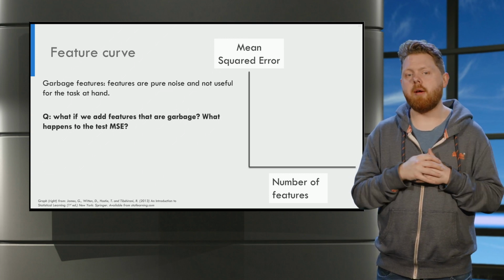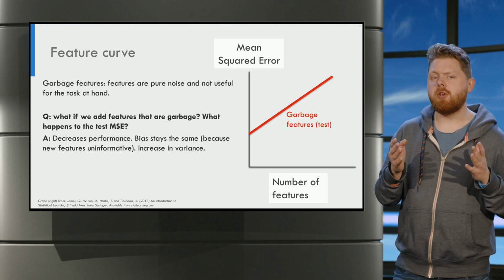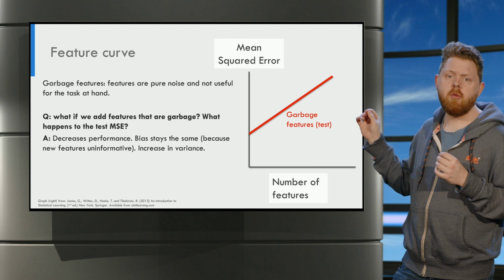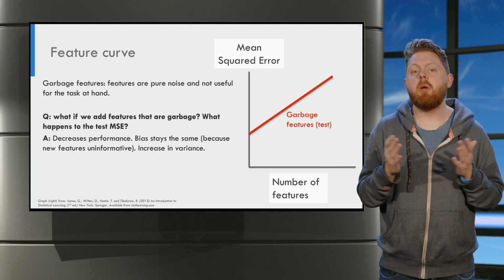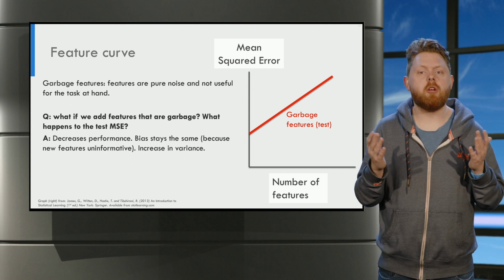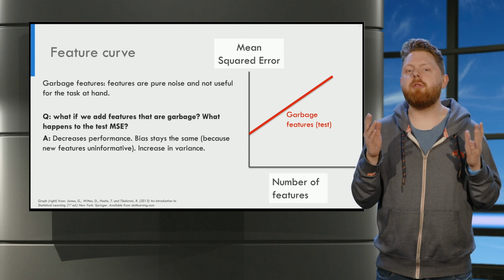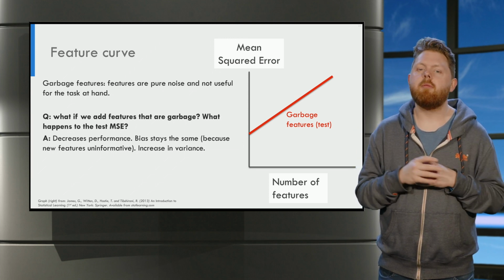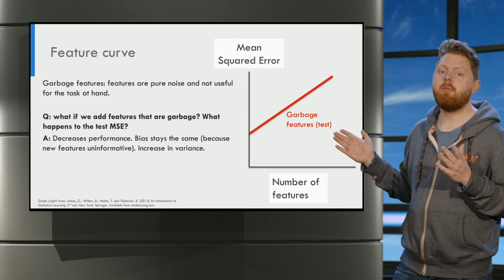Okay, welcome back. With pure garbage features, we will see that the performance will strictly get worse. Why? Well, the bias stays the same because the features are not informative for our task. We will, however, get an increase in variance because the model may overfit to the added noise. Therefore, the whole test error must increase.